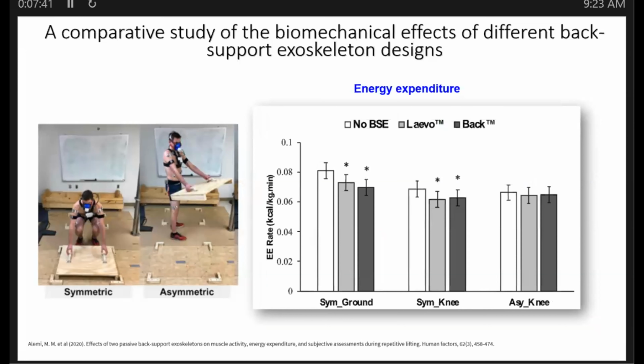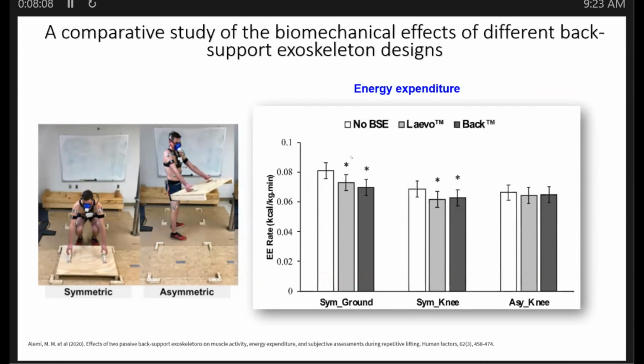And again, there are 3 different levels shown here. No BSE, meaning no back support exoskeleton, using the label, the same device as in the previous slide, versus the BackX. So here is a snapshot of what their metabolic energy expenditures looked like when they were doing repetitive lifting from the ground level, from the load being placed at the knee level, both in the symmetric conditions, or along the sagittal plane, versus an asymmetric condition.